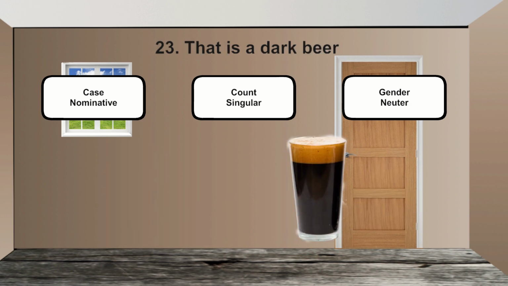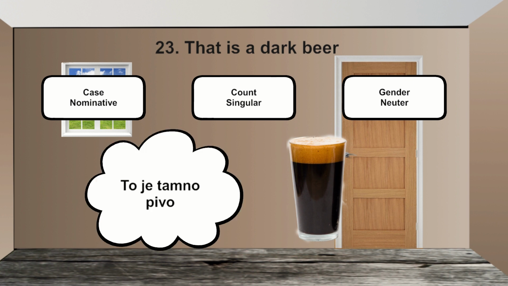Question 23. Pitanje 23. That is a dark beer. Neuter, singular. To je tamno pivo. And again, to je tamno pivo.